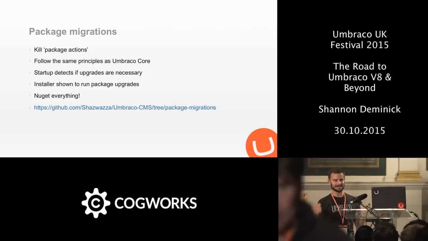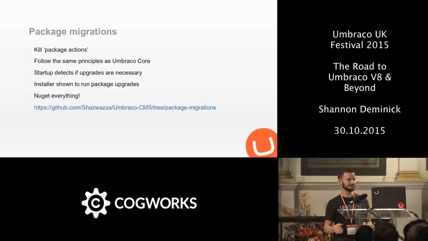Now, this is just my idea. I'm sure there's better ways to do this, but for now, if we detect that a package needs upgrading, we'll launch the installer with a different screen that says, these packages need upgrading, click next, they'll install, and then away you go. So the first iteration of package migrations that I've been working on basically does this.